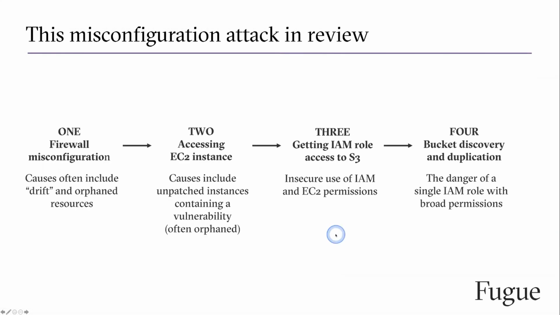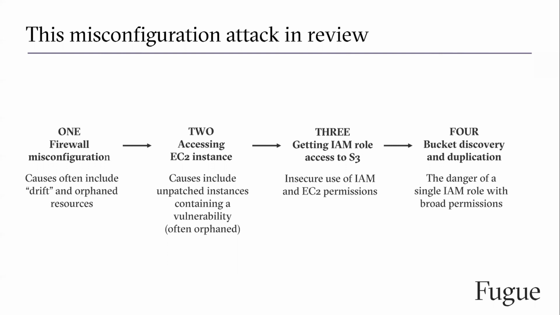A little review on what we did. The first issue was the firewall misconfiguration. And that security group misconfiguration really should be caught by your monitoring tools and by your remediation tools. But in this case, it wasn't. Causes of misconfiguration often include drift and orphan resources. It is very common to see 20, 30% of cloud resources in a given customer environment kind of questionable as to where they came from, if they're still in use, etc.